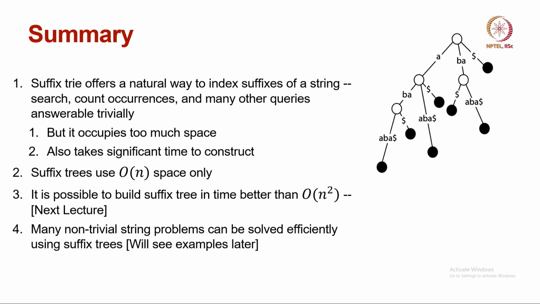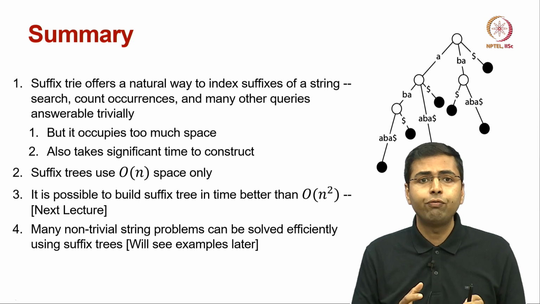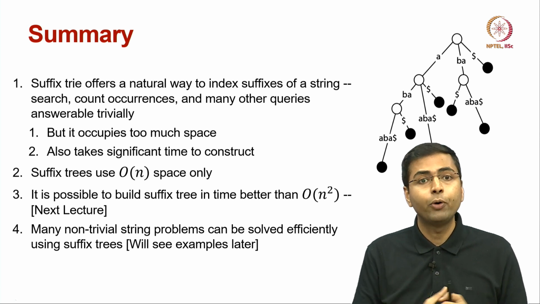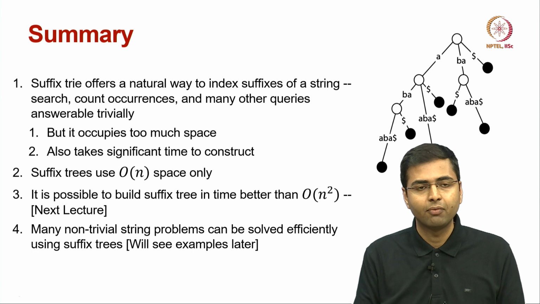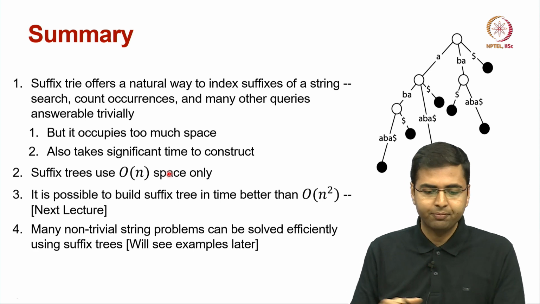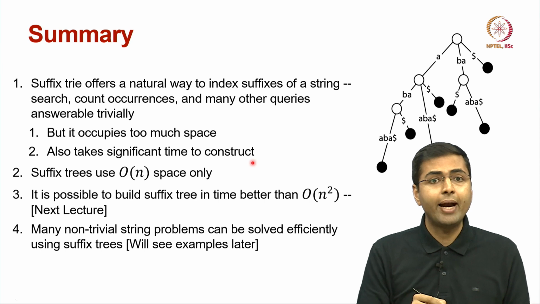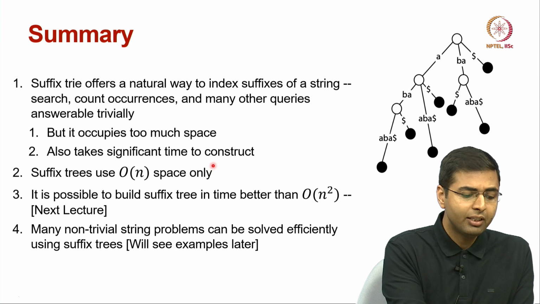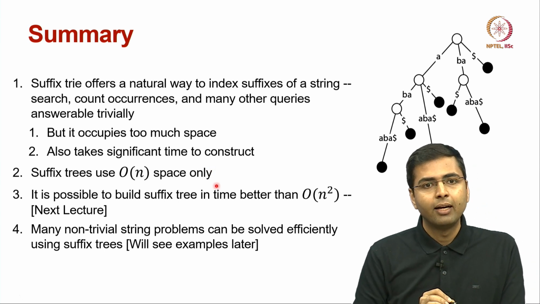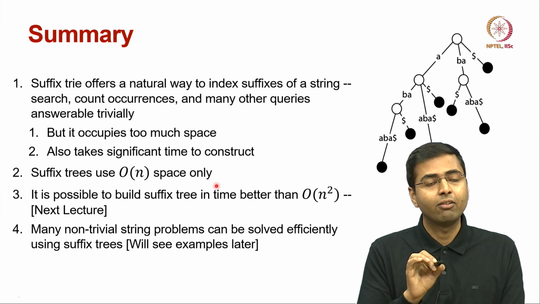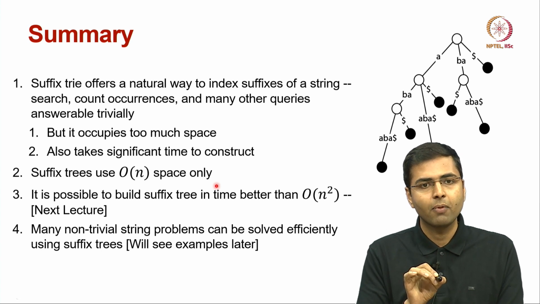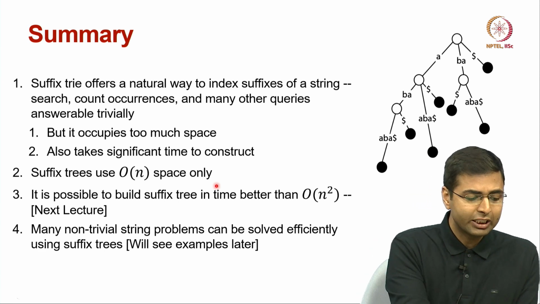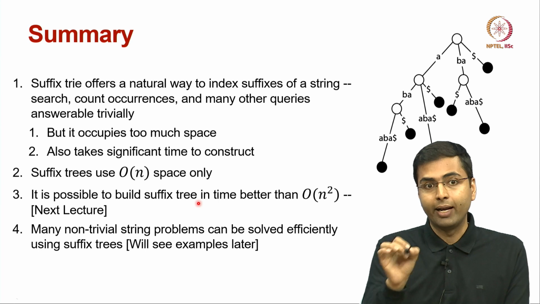So far, I will summarize what we have discussed. The suffix trie offers a natural way to index suffixes of a string. It can answer many queries such as searching and counting occurrences very trivially. However, it occupies too much space and requires too much time to construct. We saw that suffix trees use linear space only, so we could get rid of the space issue that we had with the suffix trie. We have to get rid of the time issue as well, and we will do that in the next lecture. We will show that it is possible to build a suffix tree in time better than n squared.